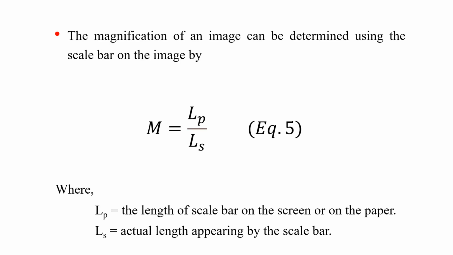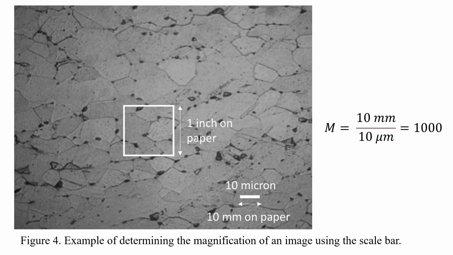The magnification of an image can be determined using the scale bar on the image by equation number 5, M equals LP over LS. It's just the ratio of the different lengths of scale. Here we have an example for finding the magnification, where the 10 microns scale bar appears as 10 millimeters on the paper. The magnification then is the ratio, and it's equal to 1000.